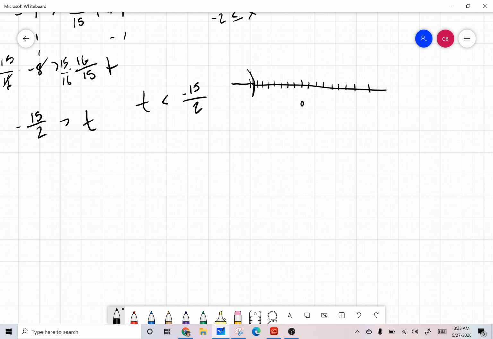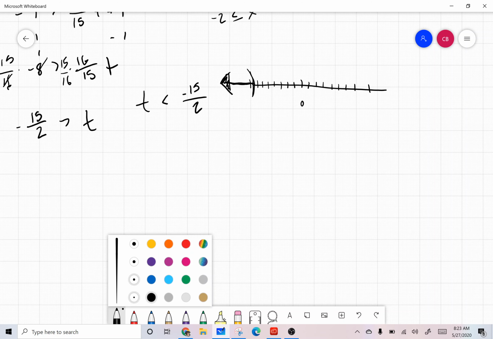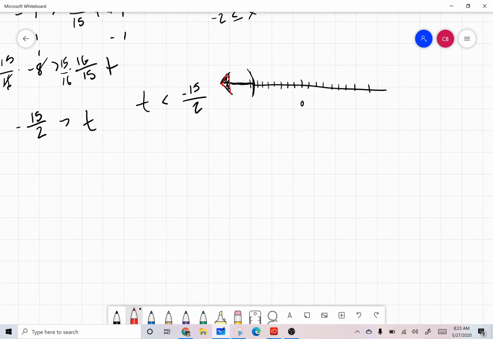And then since t is less than this, it must be any number to that side of t. So anything in the red is a solution to this value. Okay. And obviously this is negative 8 and this is positive 8.